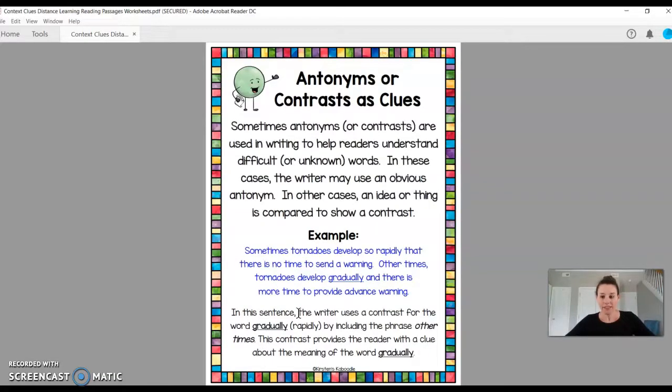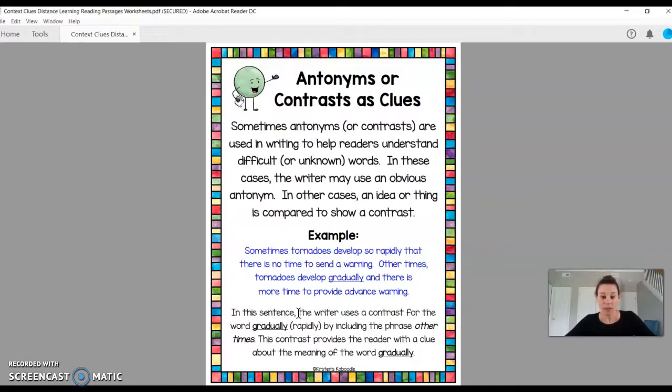And then the last way that we can use context clues that I said we would be covering is antonyms. Antonyms or contrasts as clues. Sometimes antonyms or contrasts are used in writing to help readers understand difficult or unknown words. In these cases, the writer may use an obvious antonym. In other cases, an idea or thing is compared to show a contrast.